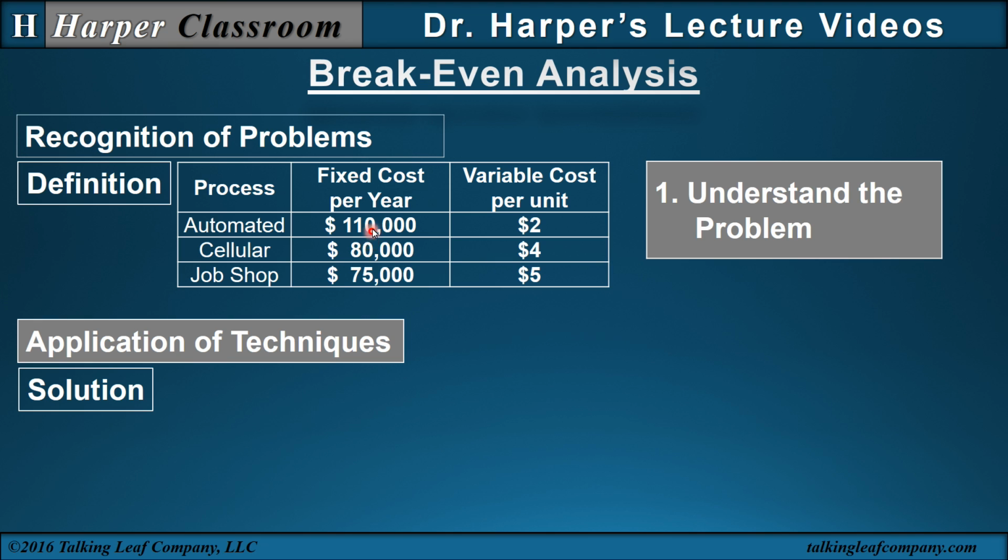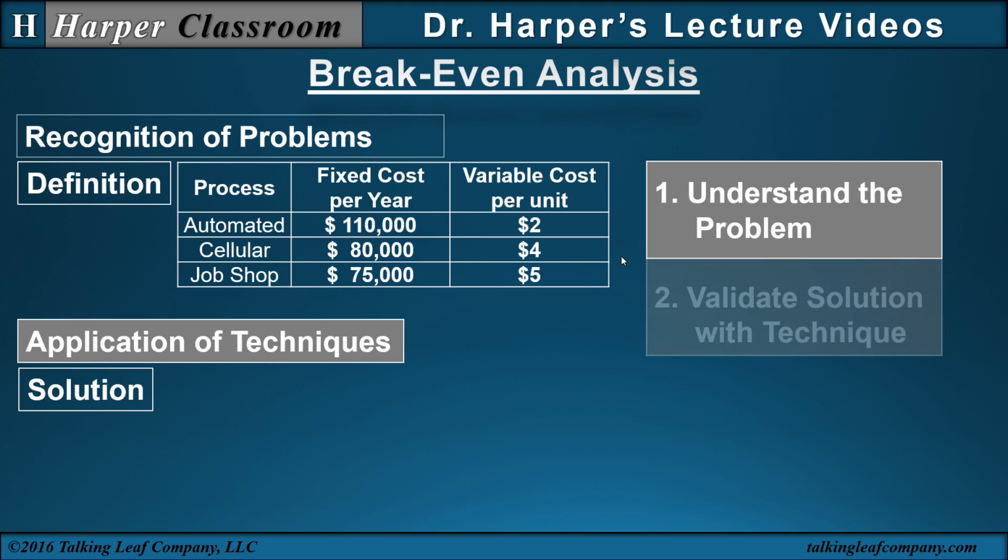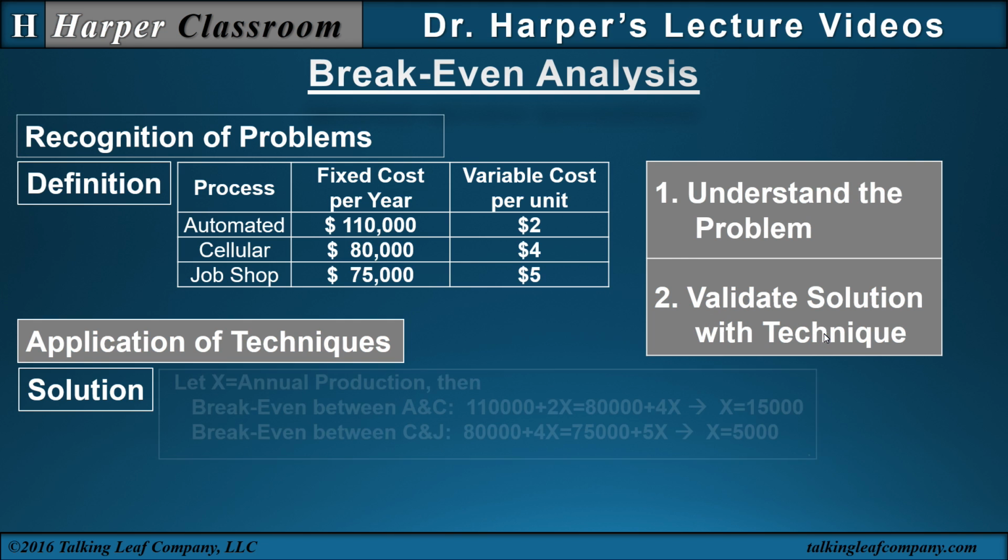The automated and cellular, the difference is 30,000, the savings is $2. The production of 15,000 units, which is half of 30,000, would have the same cost for automated as cellular, so 15,000 is the break-even between automated and cellular. First, understand the problem and get a feel for what the answer is. Then, we validate that solution in our understanding with the technique and the mathematics.